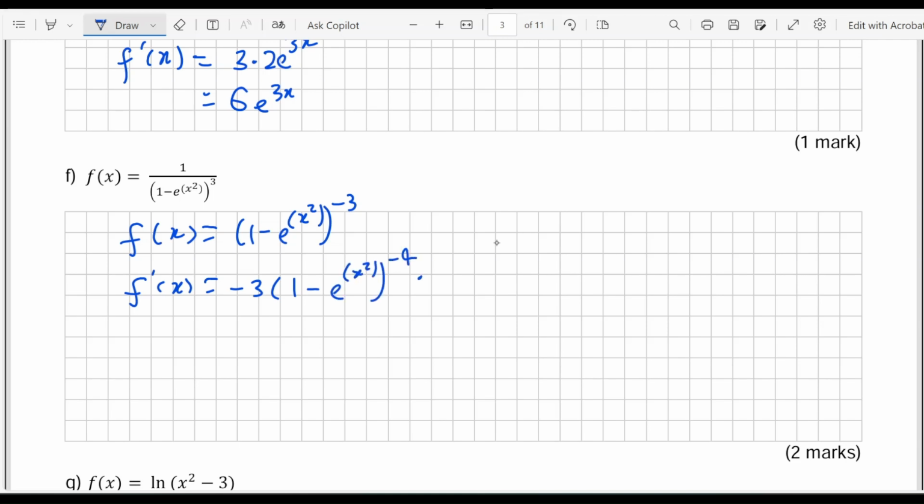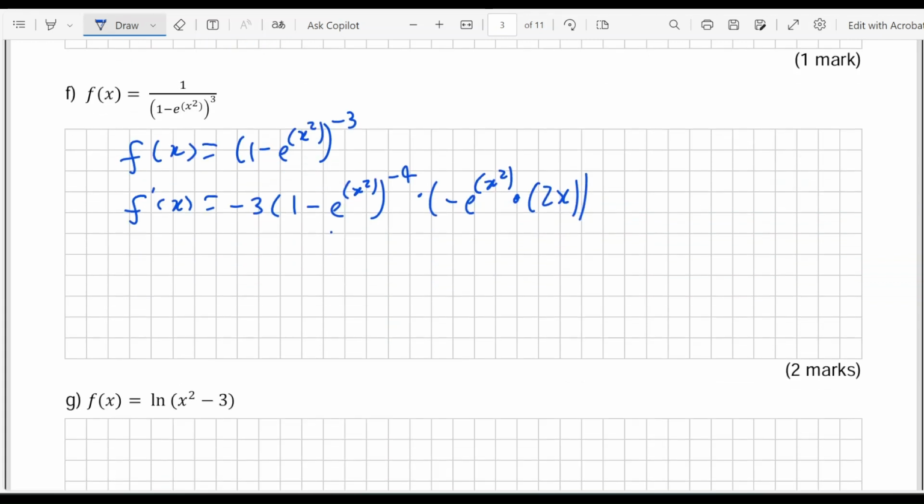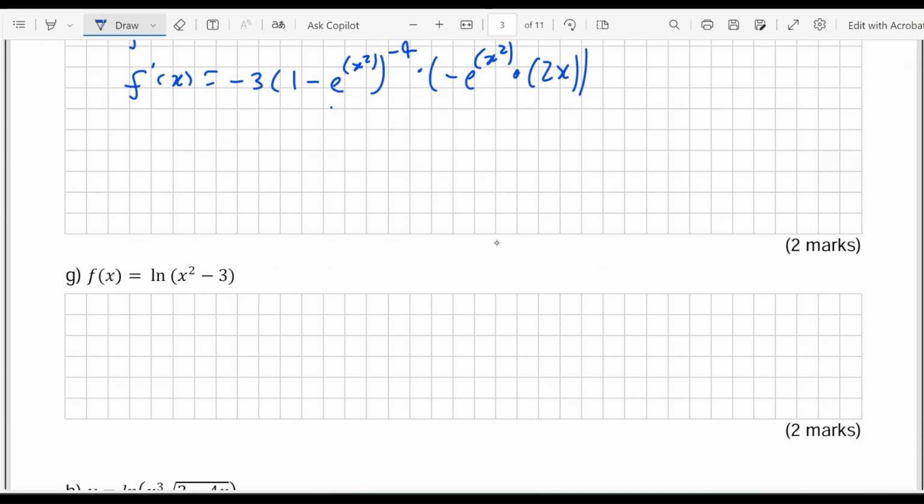Minus 4 is your new power. And then inside here, we need the derivative of that. So it's minus e to the power of x squared times by 2x. So that's the chain rule there. All right, log of x squared take 3.